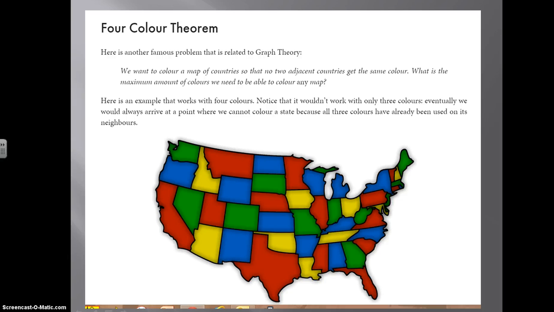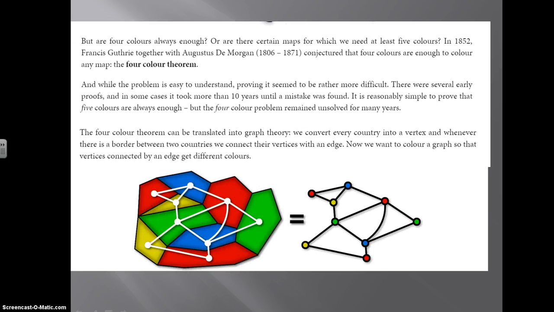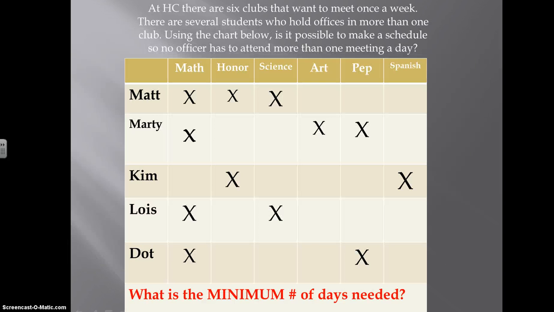This problem has been studied for a very long time, back into the 1800s, and they could never prove it until the late 70s when Kenneth Appel actually used a computer and checked a total of 1,936 smaller cases. So very interesting. So today we're going to actually learn how to color a graph.